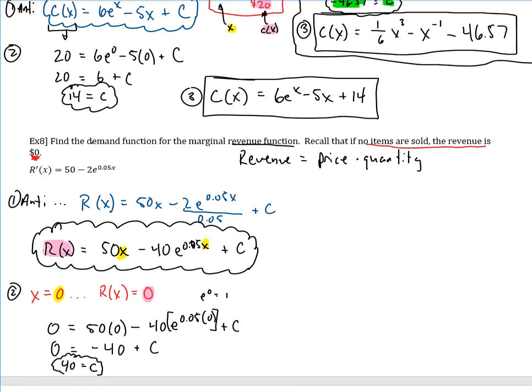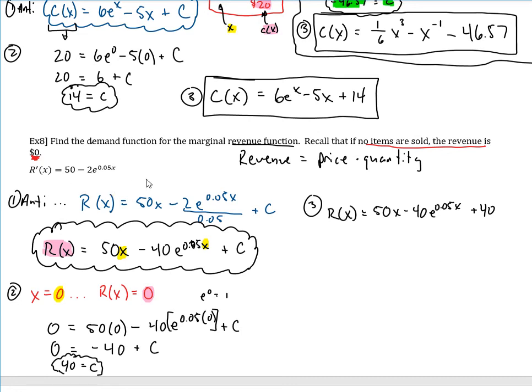Okay, so now that's letting us do our step 3 where we could change our revenue function, or rewrite it using that arbitrary constant. So we have r of x equals 50x minus 40 e to the 0.05 x plus our 40. Okay, so that's this expression so far. So this is the revenue, but that's not the final answer.